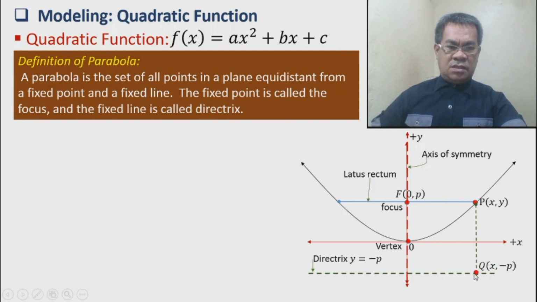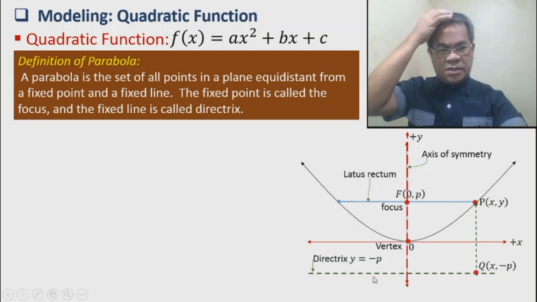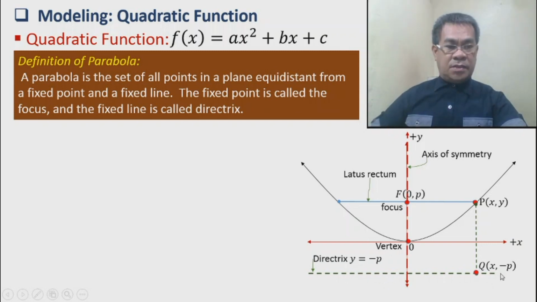At this point (x, y), we construct a line vertically toward the x, extended to intersect the directrix, and let this be Q. So we have the x coordinate as the abscissa, and minus the p. Negative p is below the vertex. Again, the directrix lies on y = -p. So this coordinate must be (x, -p).